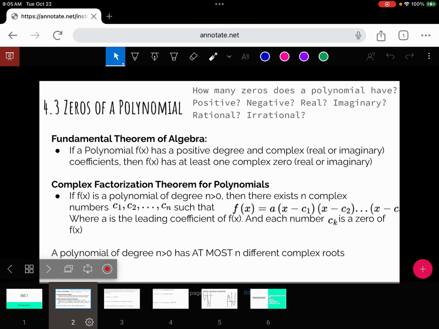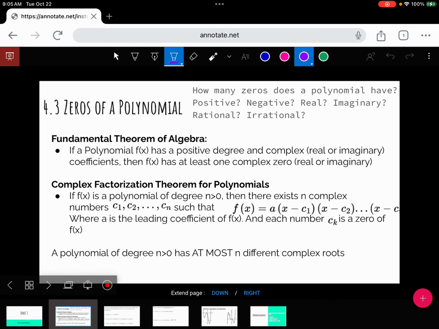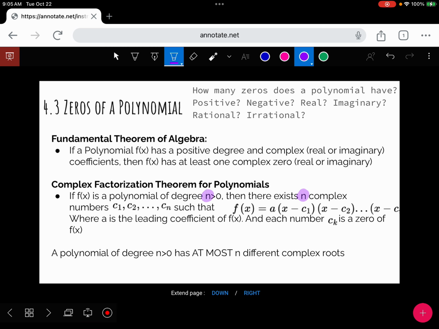The second one, our factorization theorem, says that if we have a polynomial of degree n, meaning it has some sort of positive degree, it could be a degree of 1, could be a degree of 3, could be a degree of 20, then we will have n roots. So if I have a degree of 2, we will have 2 roots. If I have a degree of 4, we will have 4 roots. If I have a degree of 5, we will have 5 roots.